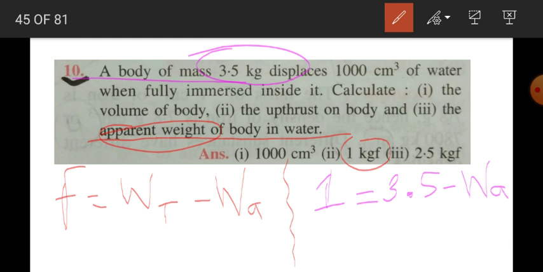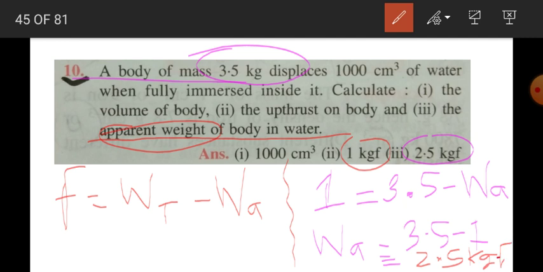चलो, and I need to calculate apparent weight. That's it. Now I will bring apparent weight on this side. सो ये कितना हो जाएगा बेसिकली? 3.5 minus 1, that is going to be 2.5. Okay, that is going to be 2.5. So let me write here down below, that will be 2.5 kgf. So I hope you understood the solution over there.